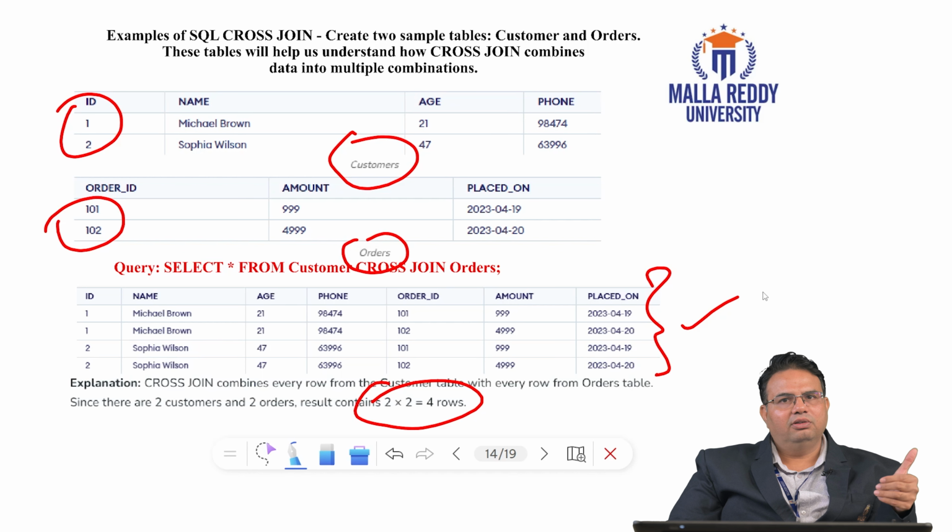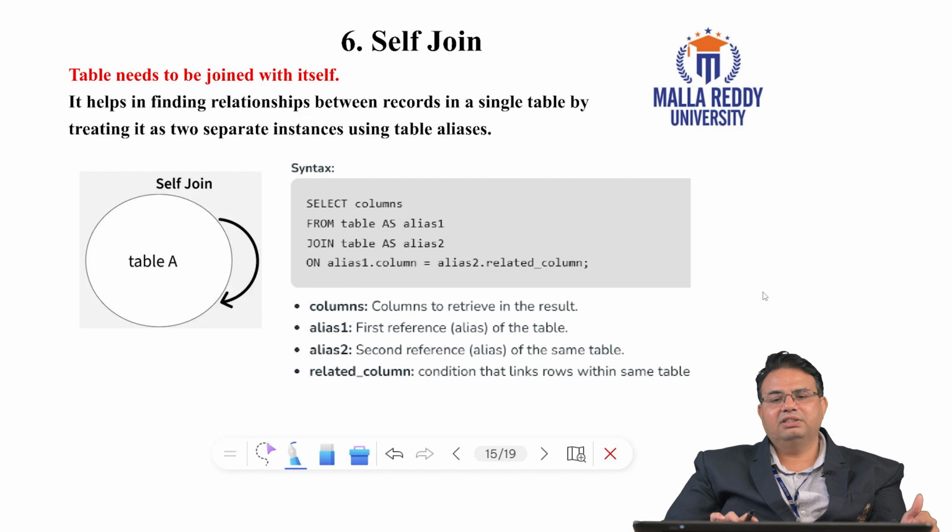Logical connectivity means establishing a condition between two tables, having matching columns, which is there for inner join, left outer join, right outer join, and full outer join. Okay. So the next one is self join.